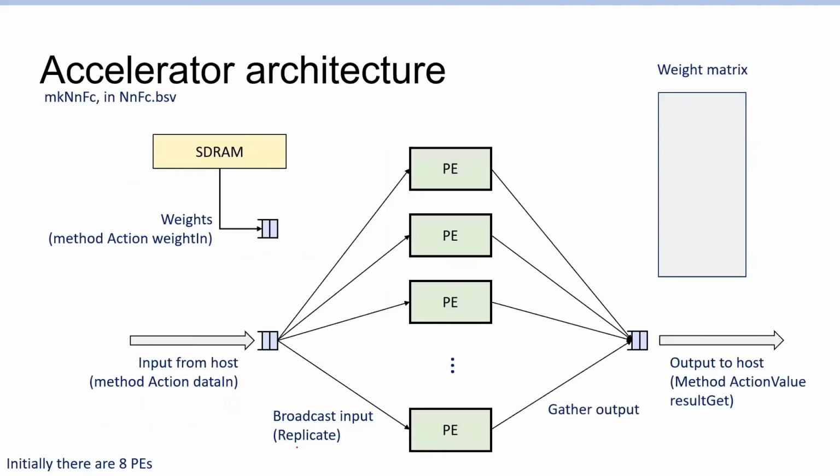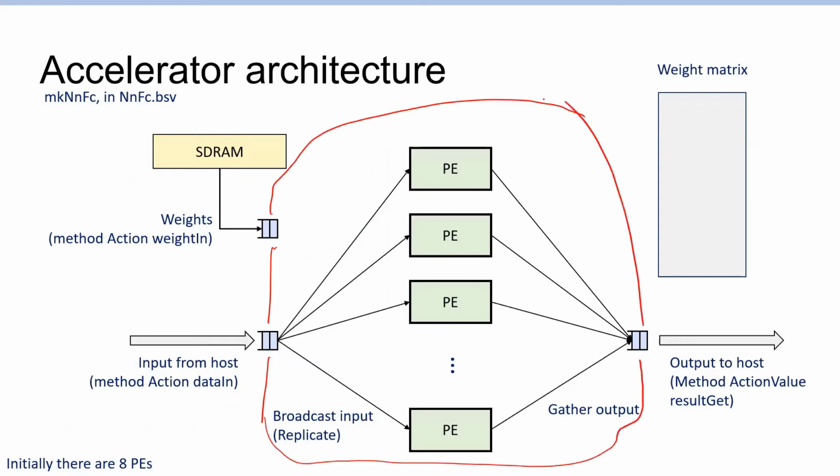The accelerator architecture inside the hardware looks a little bit like this. This might look a little bit daunting, but I'll go through all of this. The accelerator has 2 input ports and 1 output port. If you look at nnfc.psv and then look at the implementation module, mkNNFC, it will have an interface that defines these 3 ports.